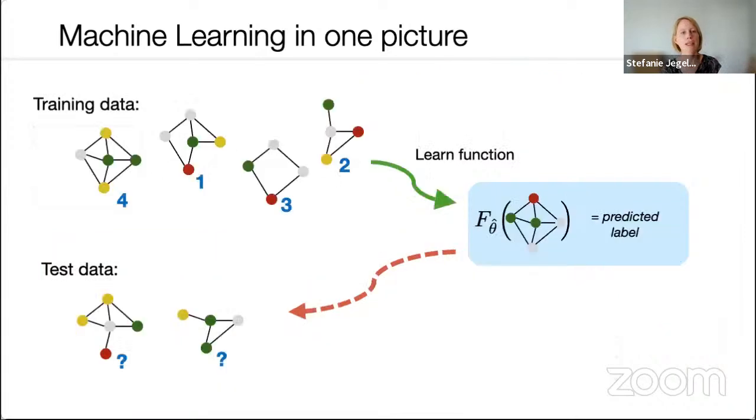Now, I want to make this a little bit more difficult by not thinking about regression with vectorial data, but by thinking about regression over graphs. So the inputs are actually graphs and we are learning functions over graphs.